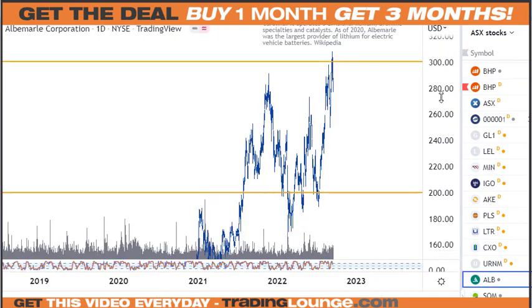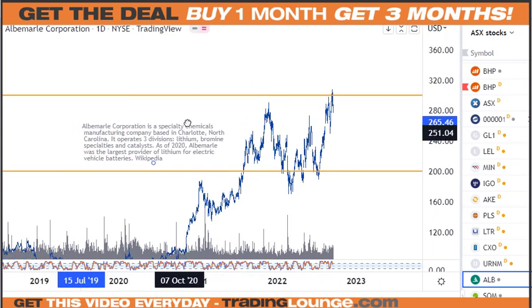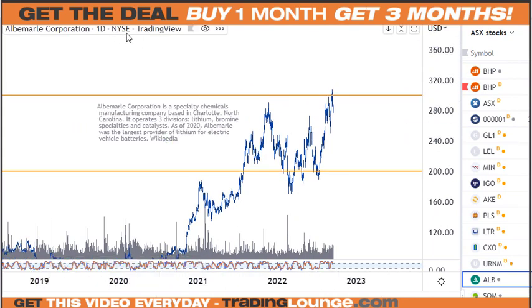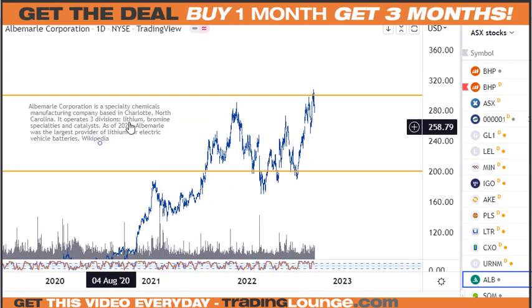This is another large one as well, traded on New York, like a big one. It's got a few other things in there as well.